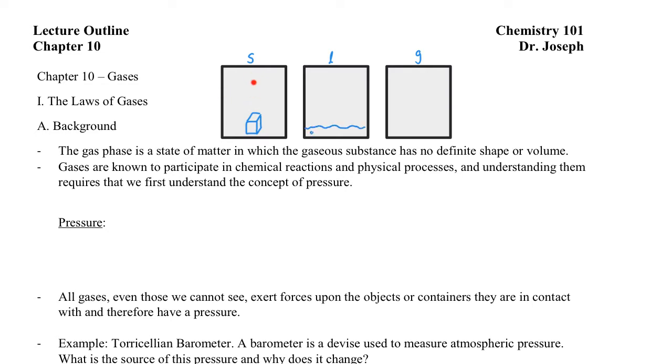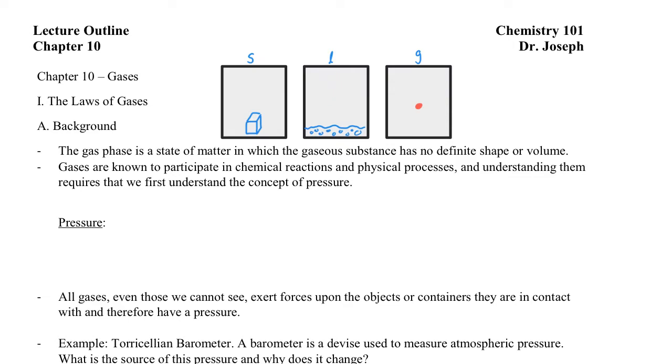So changing the volume of this container has no effect on the properties of this solid simply because it's not in contact with it. That's a similar issue with liquids, right? Liquid only has a contact with the area of the container that it's directly in contact with. It doesn't have any influence over this part of the container. So if I change the volume of this container that it's in, there's no effect on the liquid.